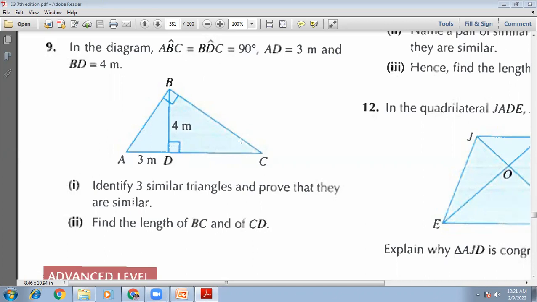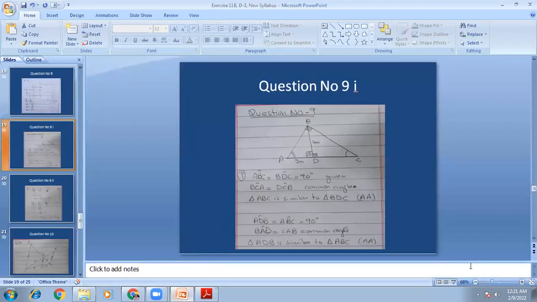This angle is 90. If I take this angle, it will be common in triangle BDC and triangle ABC. So I will prove that the two angles are the same, and then the triangles will be similar. That is the angle similarity test. So let's start, and here we go.